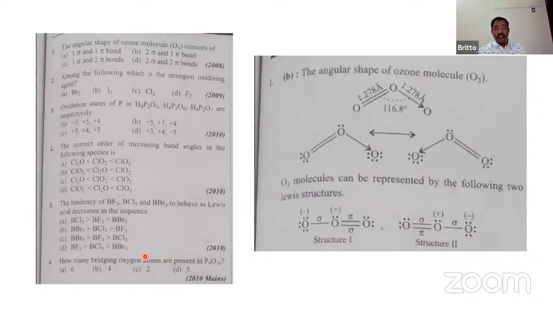They asked for the oxidizing agent, so strongest. Weakest will be the opposite end. So how will you arrange the order? Strongest F2 means you will be arranging in the reverse order.